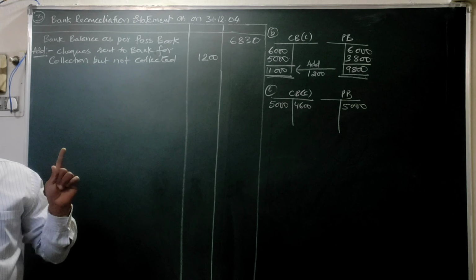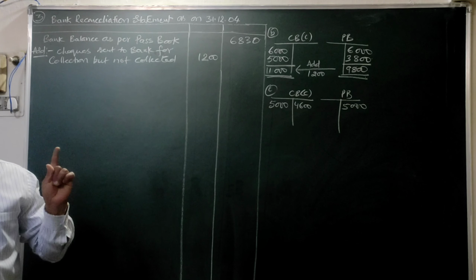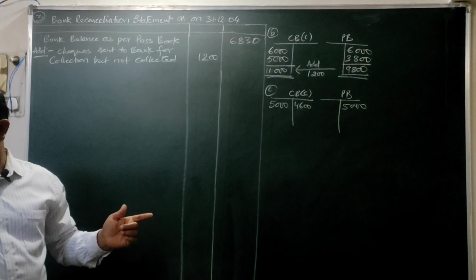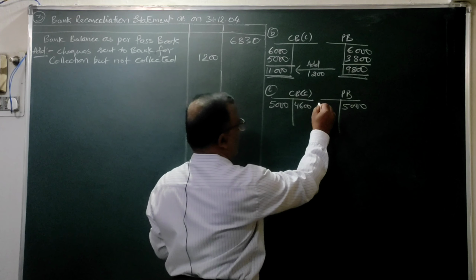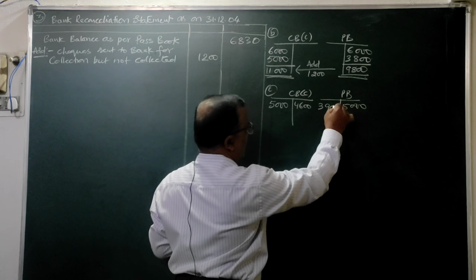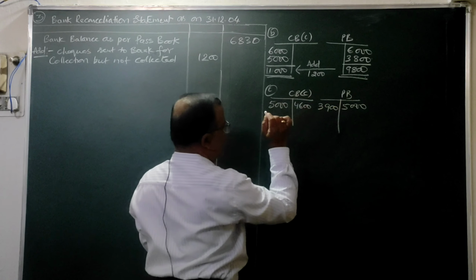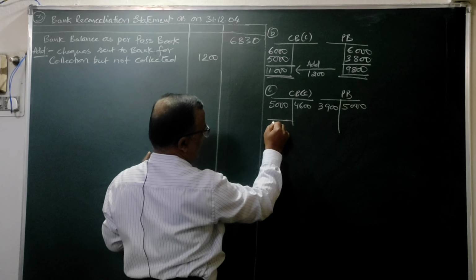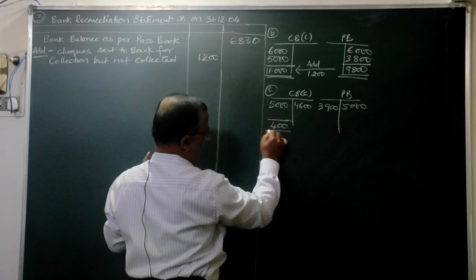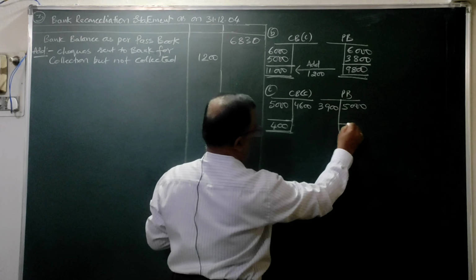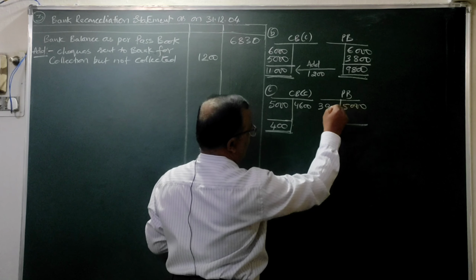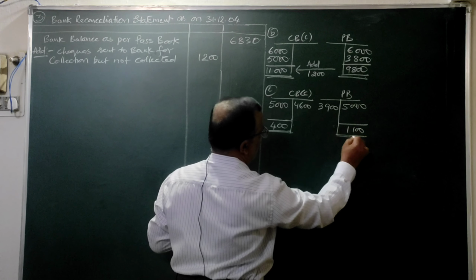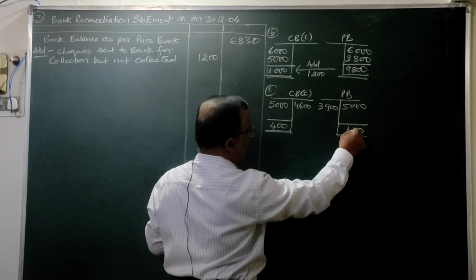See what happened. Checks issued worth 4,600, out of which only checks of 3,900 were presented for payment. So when they are presented for payment, banker is going to make payment of only 3,900. When he has paid the money, he is going to debit it here in the passbook. Now observe, 5,000 minus 4,600 means your cash book is showing 400 rupees balance, whereas your passbook is showing how much? 5,000 minus 3,900, that is 1,100.